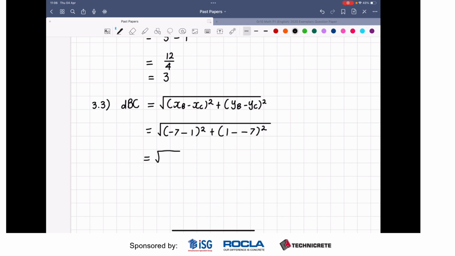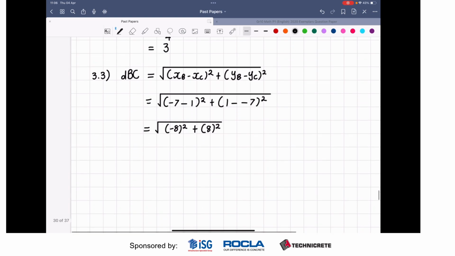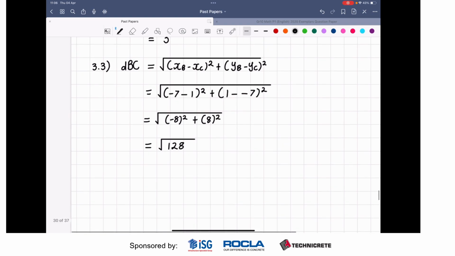So the first bracket, I'm going to have -7 minus 1, which is -8 squared, plus the second bracket, 1 minus -7, those two minuses become positive. So I've got 1 plus 7, which is 8 squared. And then I've got 64 plus 64, which is 128, square rooted, and I can simplify that to be 8 root 2.